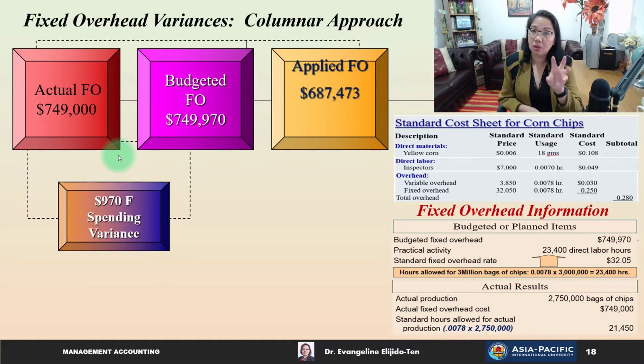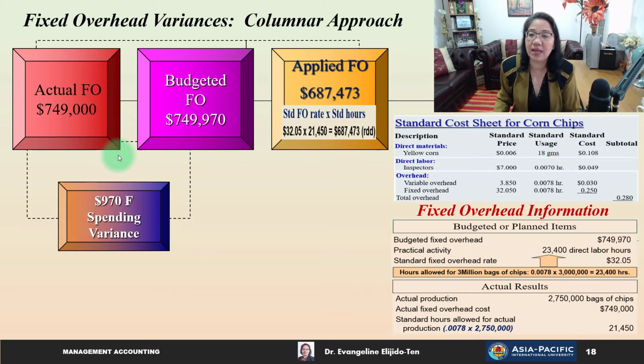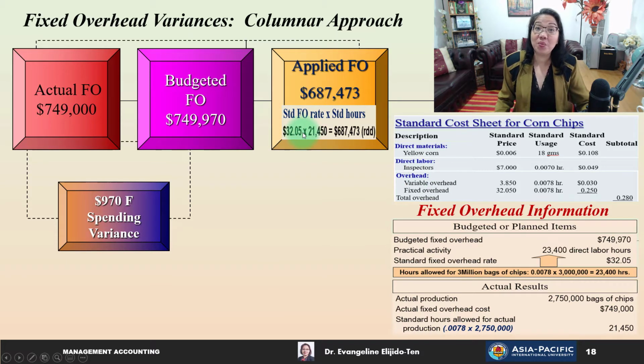Well, we need to compare the budgeted fixed overhead and the applied fixed overhead. So we already know what is the budgeted fixed overhead, they told us. But what is the applied fixed overhead? Well, this is how we calculate it. The standard fixed overhead rate, $32.05 from the standard cost sheet. It's based on 749,970 divided by 23,400 direct labor hours. That's our practical capacity. So that's how we got that $32.05. Then we'll multiply that standard fixed overhead rate, because that's the predetermined fixed overhead application rate. Remember, the POR, predetermined overhead rate, is $32.05.